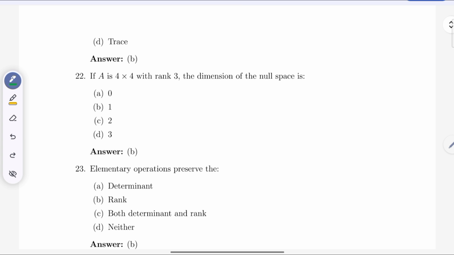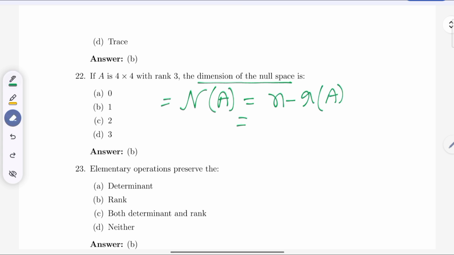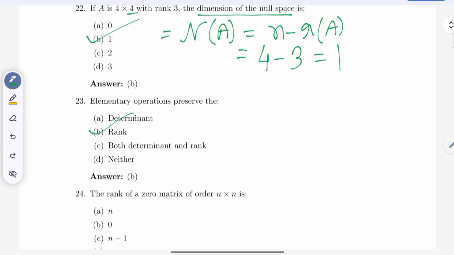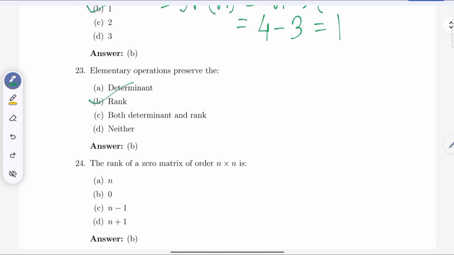If A is a 4 cross 4 matrix with rank 3, the dimension of the null space, actually the dimension of the null space, is equal to the nullity of the matrix. So we know that nullity equals the number of columns minus rank of A. So n is 4 in this case and rank is 3, so 1. Option B. Elementary operations preserve the rank always. The rank of a 0 matrix, you know that this will always be 0.